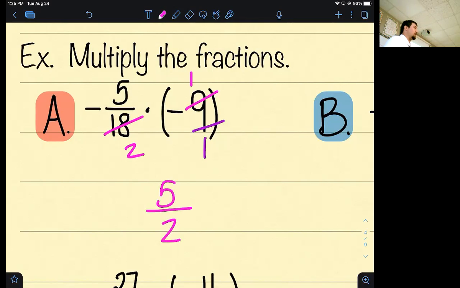And did I say yesterday you could leave these as improper fractions? Okay, because you can. Regardless of what problem you're working on, whether it's add, subtract, multiply, or divide, you can leave your answer as a reduced improper fraction. Meaning I don't want 10/4, but I'll take 5/2.